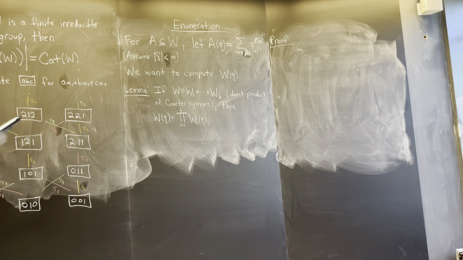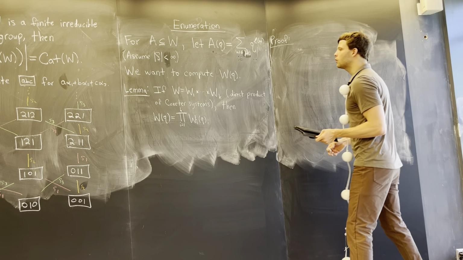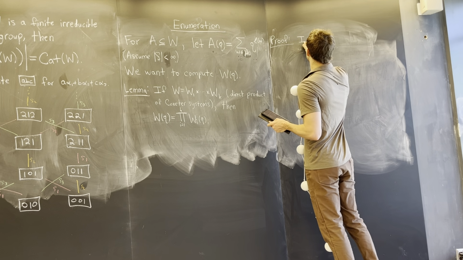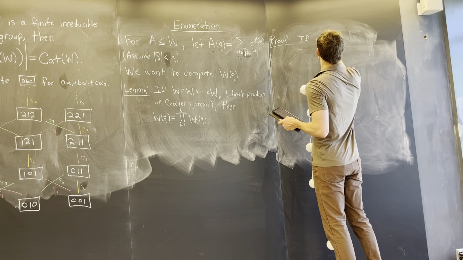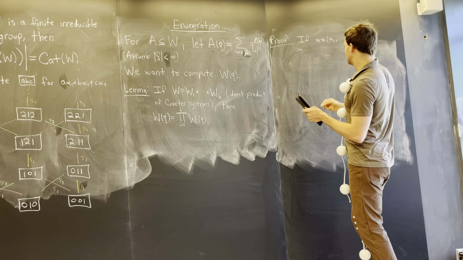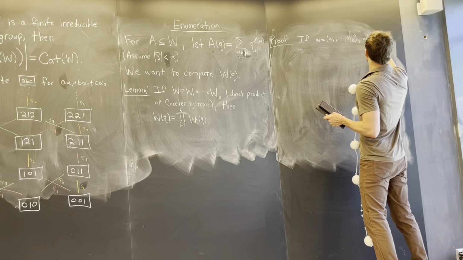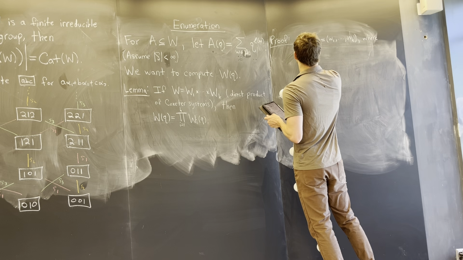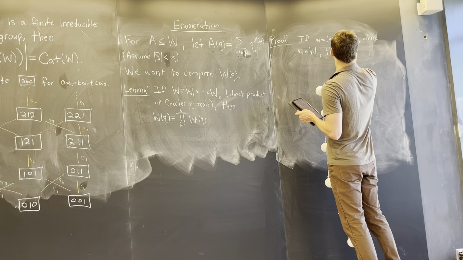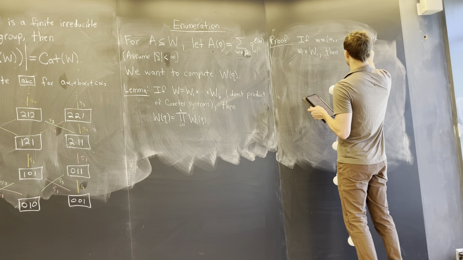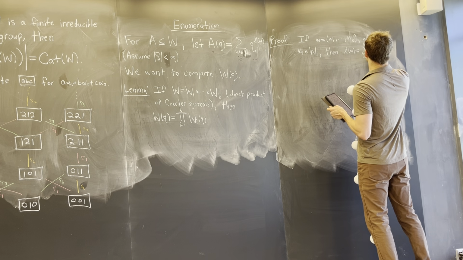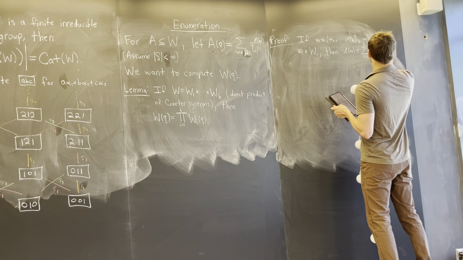So what does an element of this Coxeter group look like? Well, it's just a K-tuple of elements of these smaller Coxeter groups. So if my little w is w1 through wK, where wi is in capital Wi, well then the length just adds. So the length of w is the sum from i equals 1 to K of the length of wi.